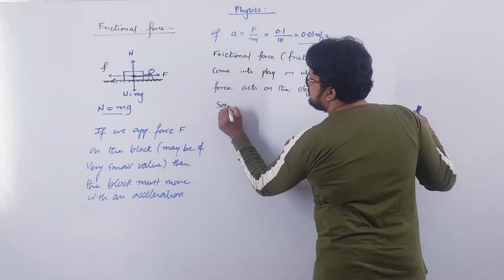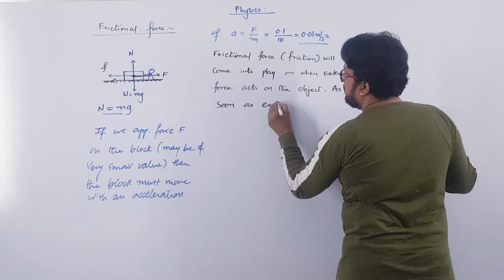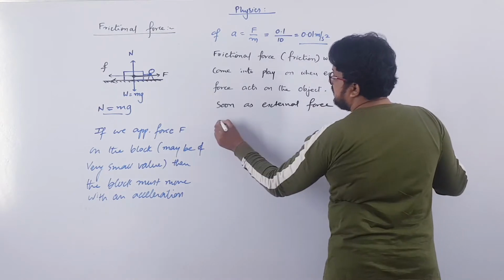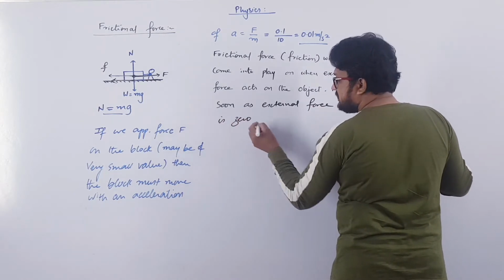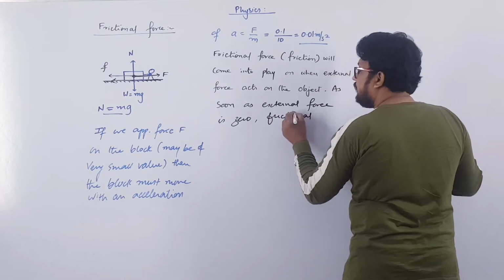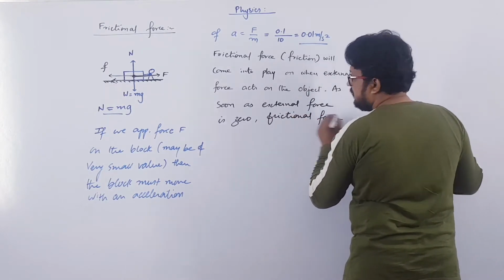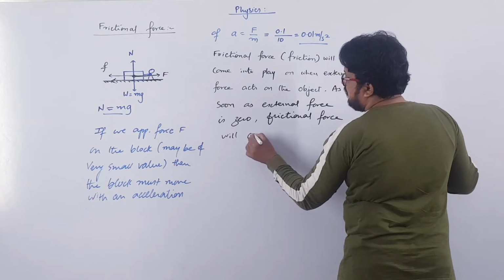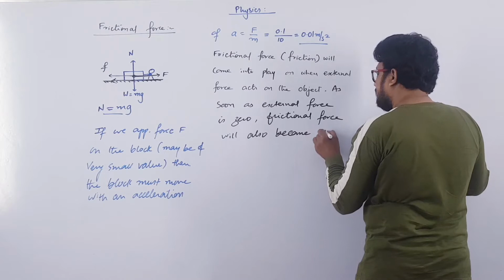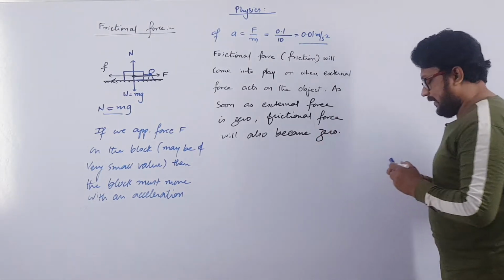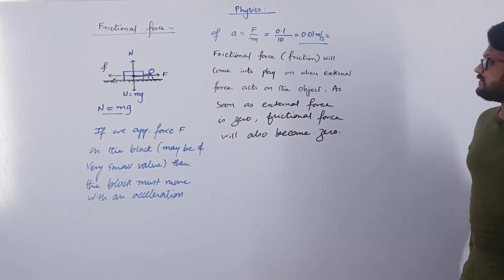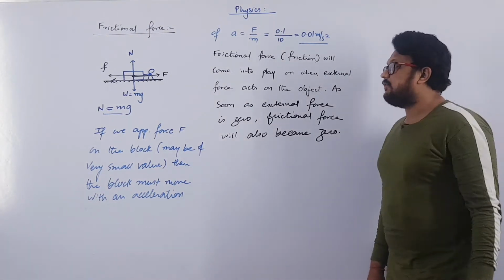As soon as external force becomes zero, frictional force will also become zero. As soon as you remove the external force, frictional force becomes zero, or you can say that frictional force will also be zero. Clear?